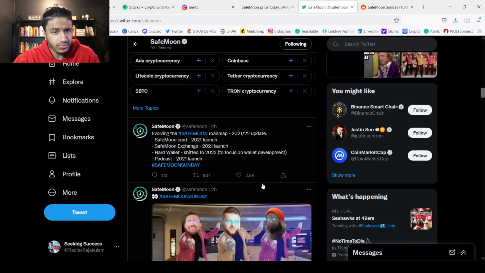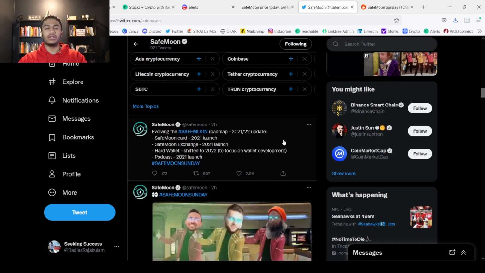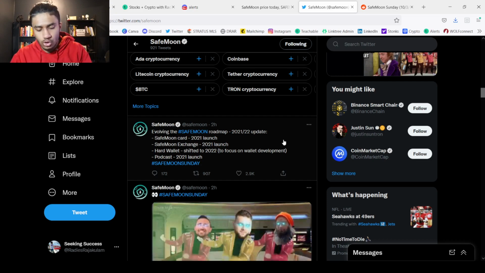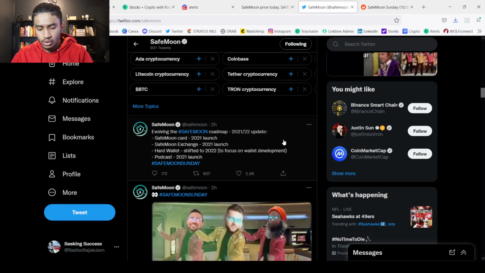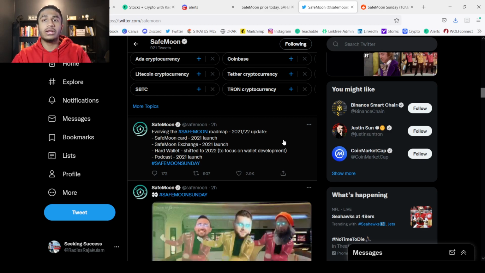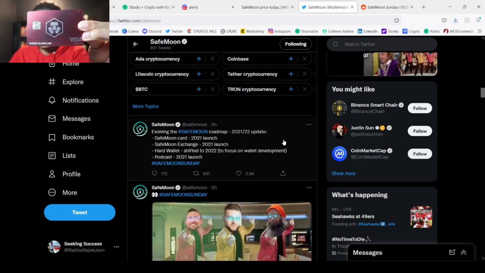And then here, on the roadmap, guys, they are going to be doing a Safemoon card in 2021. Now, where's my wallet? Over here. You guys can see, when it comes to crypto cards, right? So I do have this crypto card right here. Let me make sure I got the right one. Yeah. So this card right here, guys, is actually from the crypto.com exchange. So this is the CRO card.